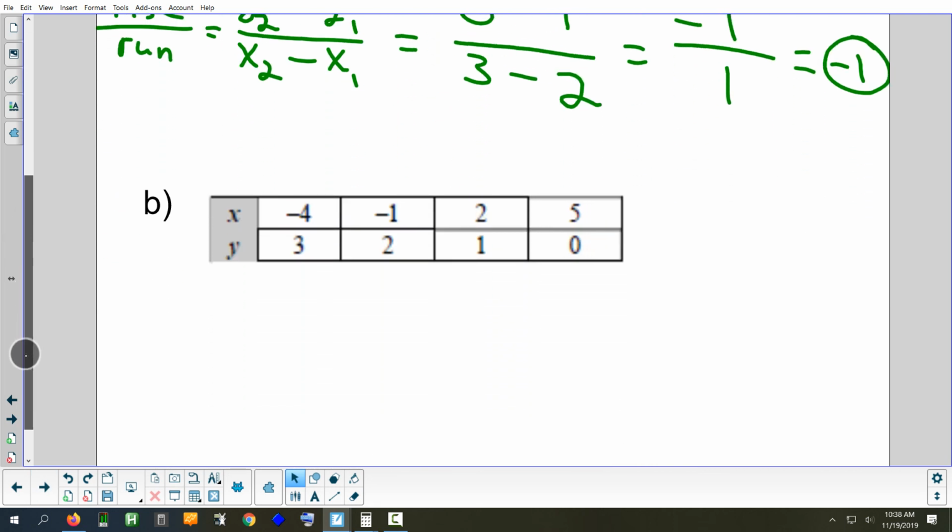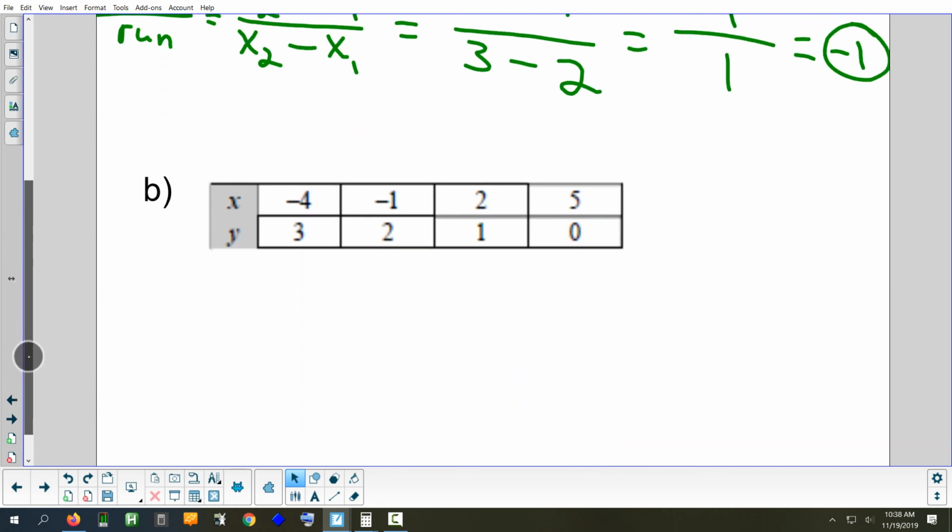Okay, let's look at this one. Somebody tell me one column that they want to use. You got 4 choices. Mike? 5 and 0. Okay. So we're going to use that one and pick one other one. Doesn't matter. 2 and 1. I think 2 and 1 is good. That way we can avoid negative numbers.